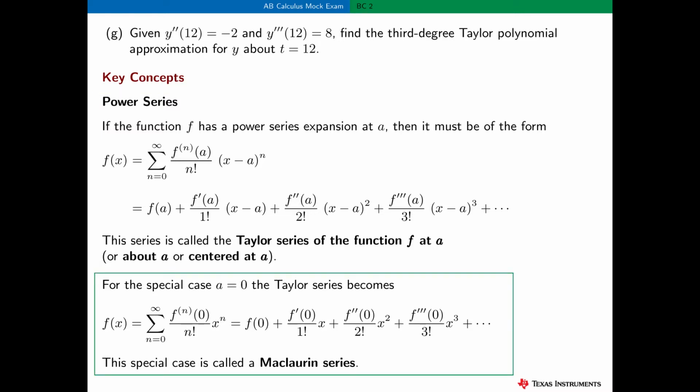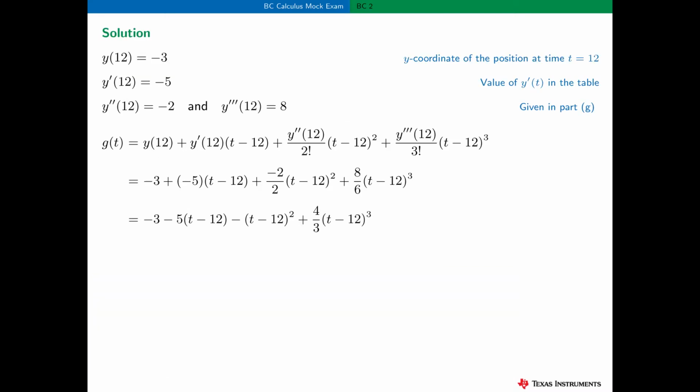While I'm here, I want to mention the special case when a is equal to 0. This is called the Maclaurin series, and the form of the series is given here. Knowing the general form of a Taylor series, we can solve this problem by assembling all of the right pieces and make sure to use correct notation. A couple of little things here. First, the independent variable in this problem is t. Now, we probably won't penalize a student who uses x instead, and I'll talk a little bit about this later, but I'll try to use t as given in the problem.